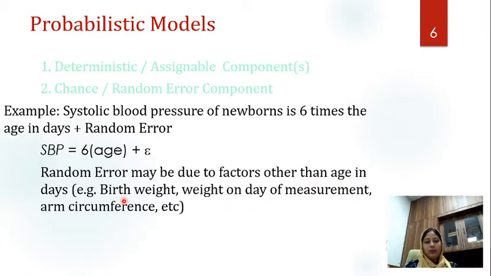For example, the birth weight, weight on the day of measurement, arm circumference, etc. So all these are beyond our control. We cannot control all this. So this will be clubbed in random error component.